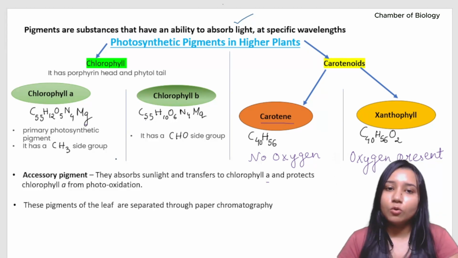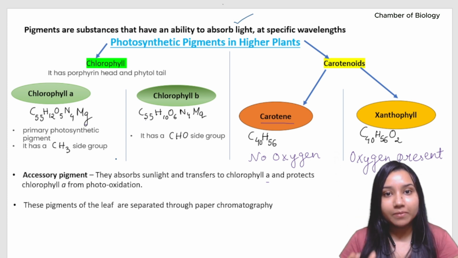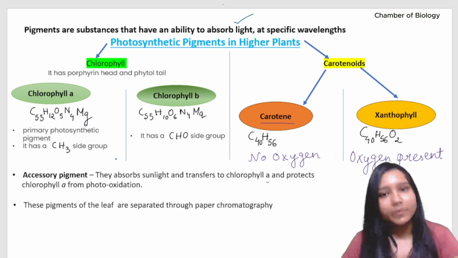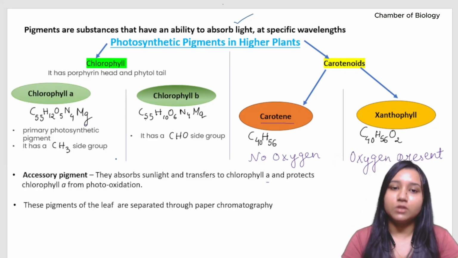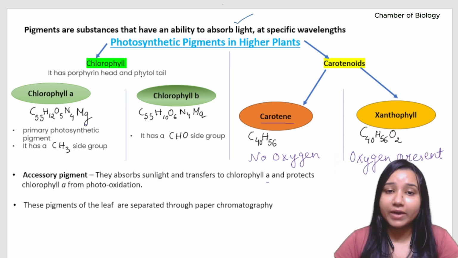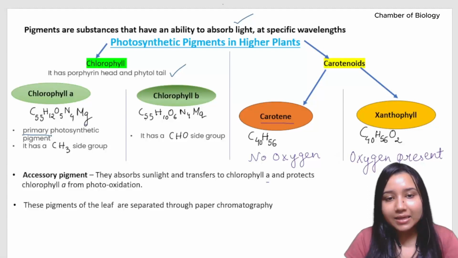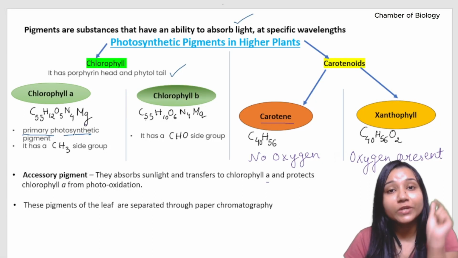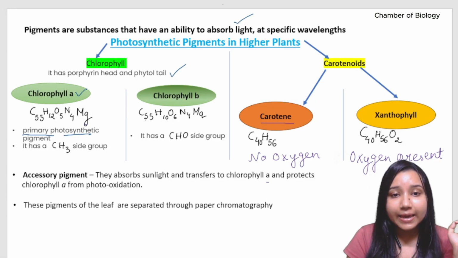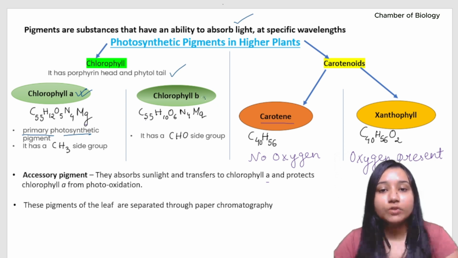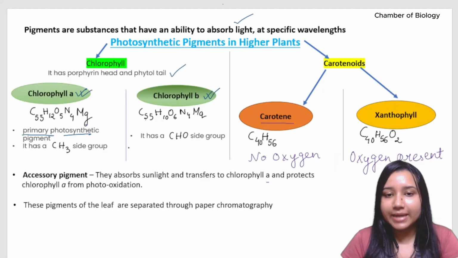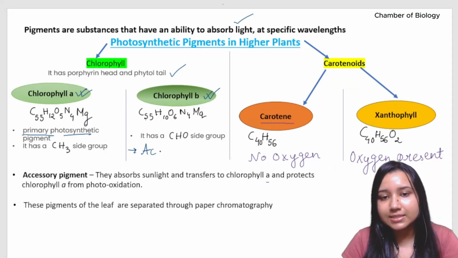So we know that chlorophyll is not an accessory pigment, it is the main pigment. So there is accessory pigment and there is the main pigment as well. Chlorophyll has a porphyrin head and a phytol tail, and it is the primary photosynthetic pigment. But which one is primary? Chlorophyll A. On the other hand, chlorophyll B is not primary, rather it is an accessory pigment.